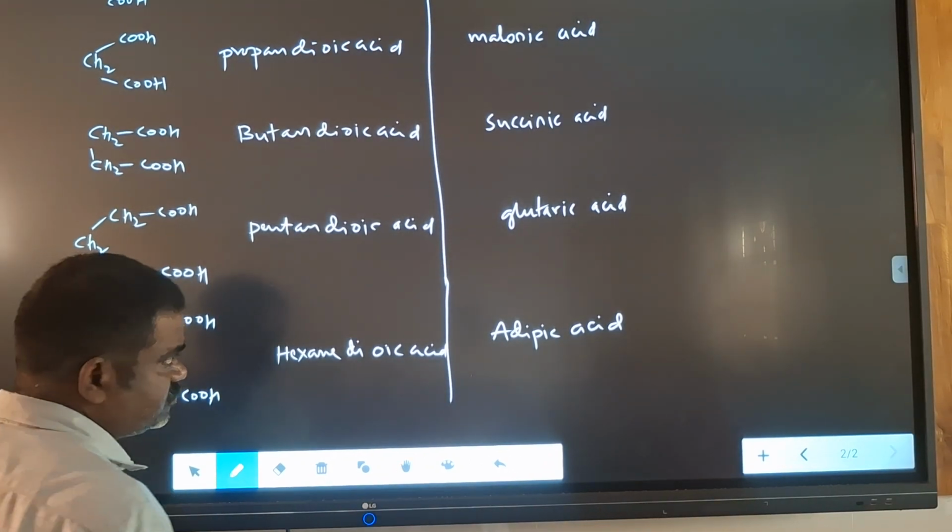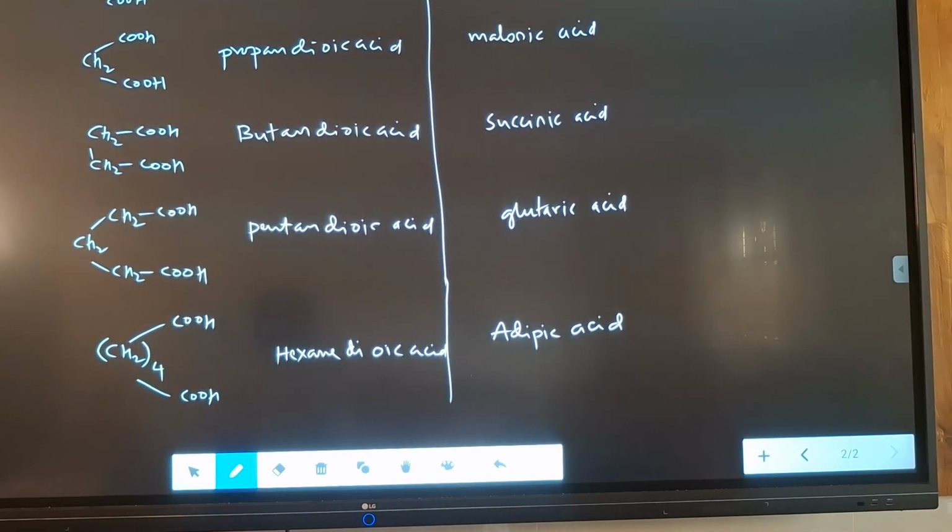Now, COOH, COOH is known as oxalic acid, and CH2 COOH, CH2 COOH. 4 carbons is known as succinic acid, 5 carbons is known as glutaric acid, 6 carbons is known as adipic acid.